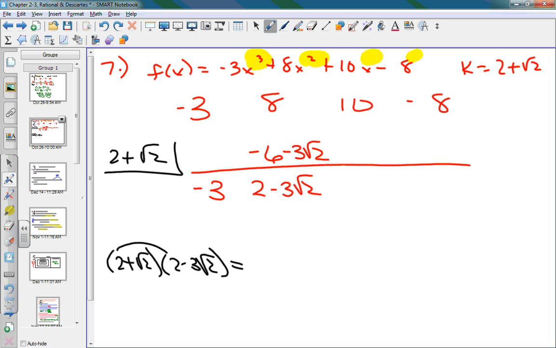So what's 2 times 2? 4. 2 times 3 is going to be negative 6 square root of 2. Square root of 2 times 2 gives me plus 2 square root of 2. Square root of 2 times the square root of 2 would be the square root of 4, which is 2. Do we all understand that? So now I have 2 times 3, which gives me minus 6. Does everybody understand where that minus 6 came from?